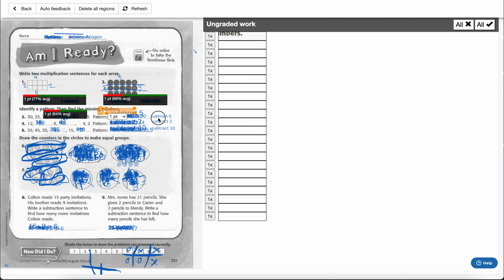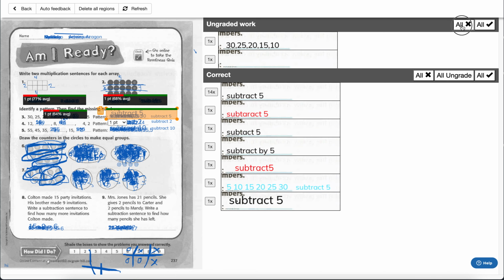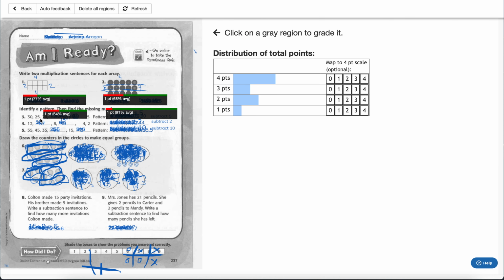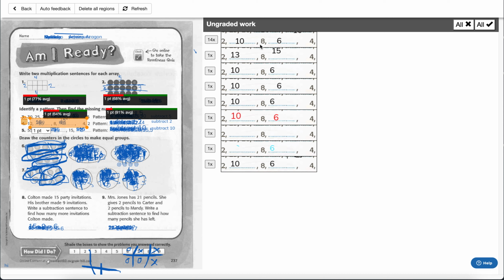Let's look at patterns. What's the pattern here? Everything's going down by 5. So 14 students just said subtract 5 and they all get it correct. I'm not going to count spelling against them. Everything here is correct. Everything else is wrong. So you can just keep doing this. Again, 10 and 6, these are all correct.